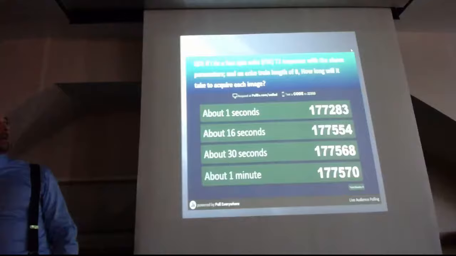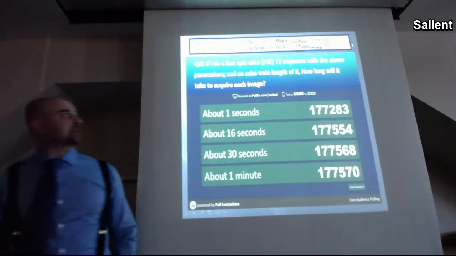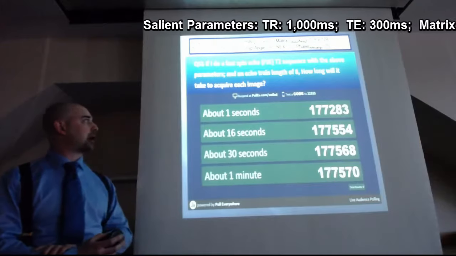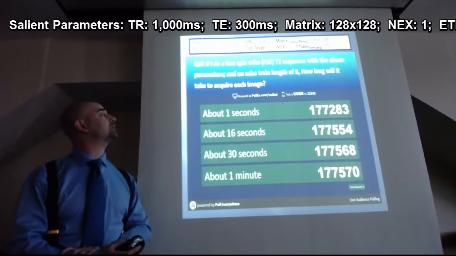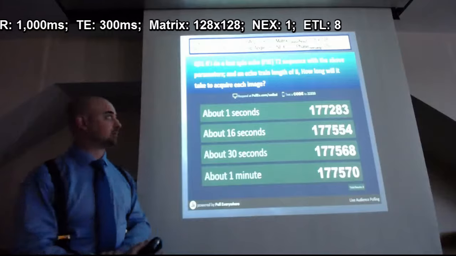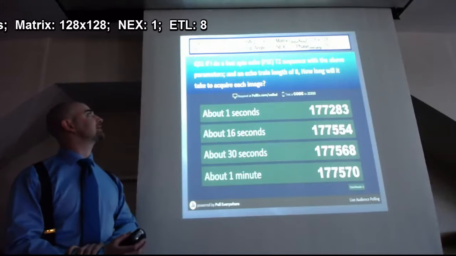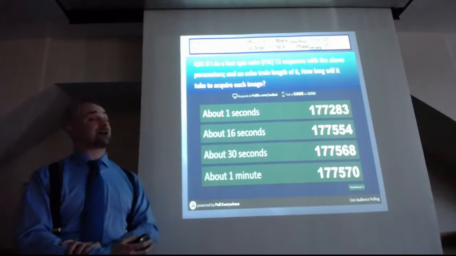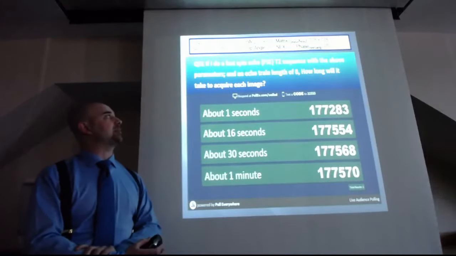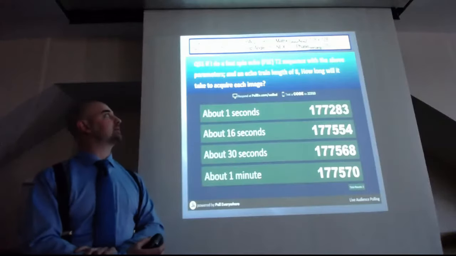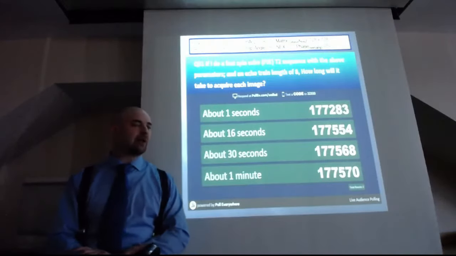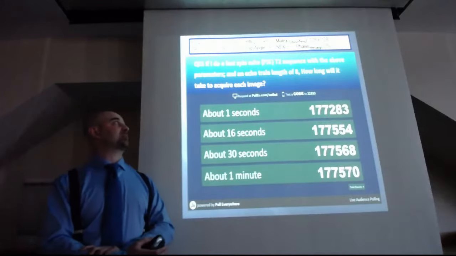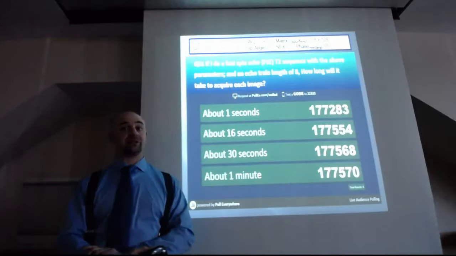All right. Now, if I did a fast spin echo sequence with the above parameters and an echo train length of 8, how long will it take to acquire each image? Since this is just for educational purposes, not trying to actually test you, the TR is again 1,000 milliseconds. The matrix size is 128 by 128 again, and the NEX is 1. So it's the same parameters as the last one, except it's a fast spin echo with an echo train length of 8.